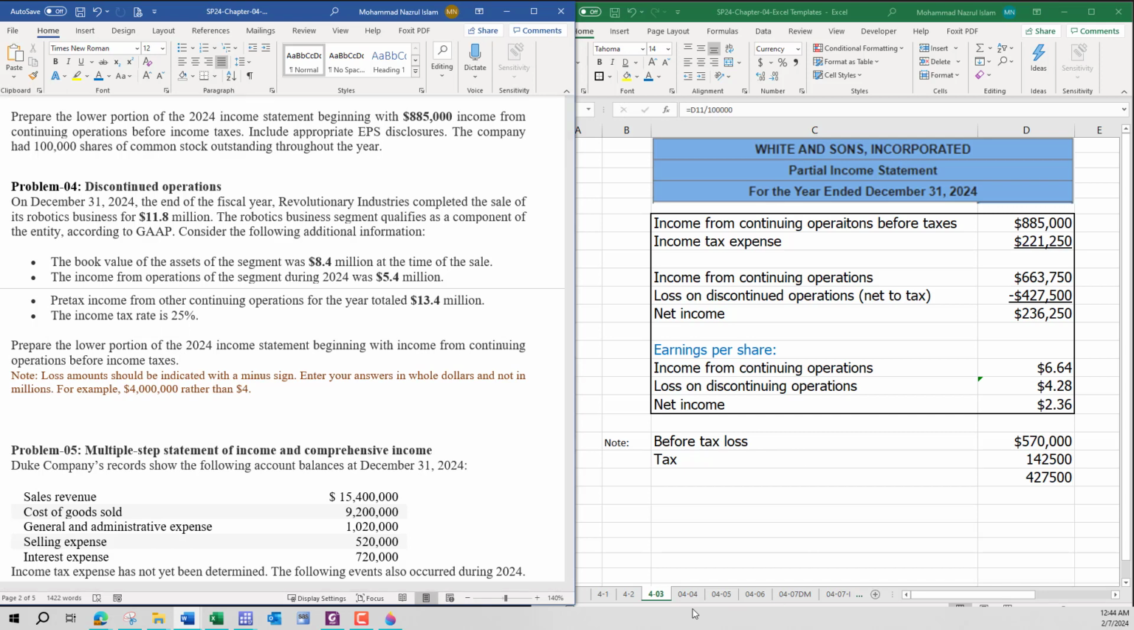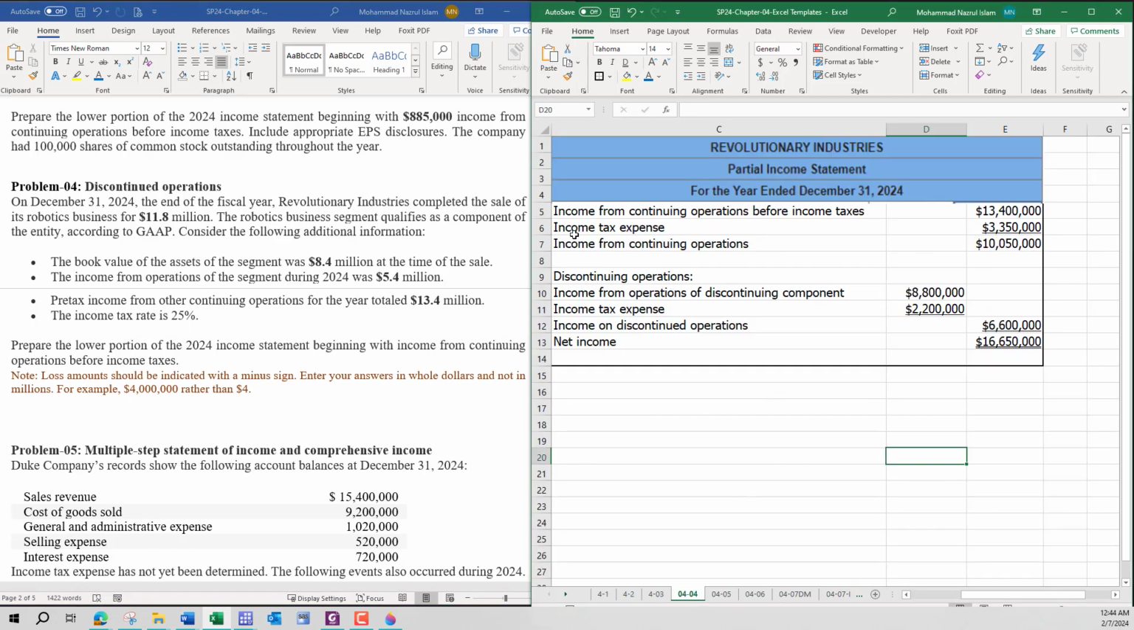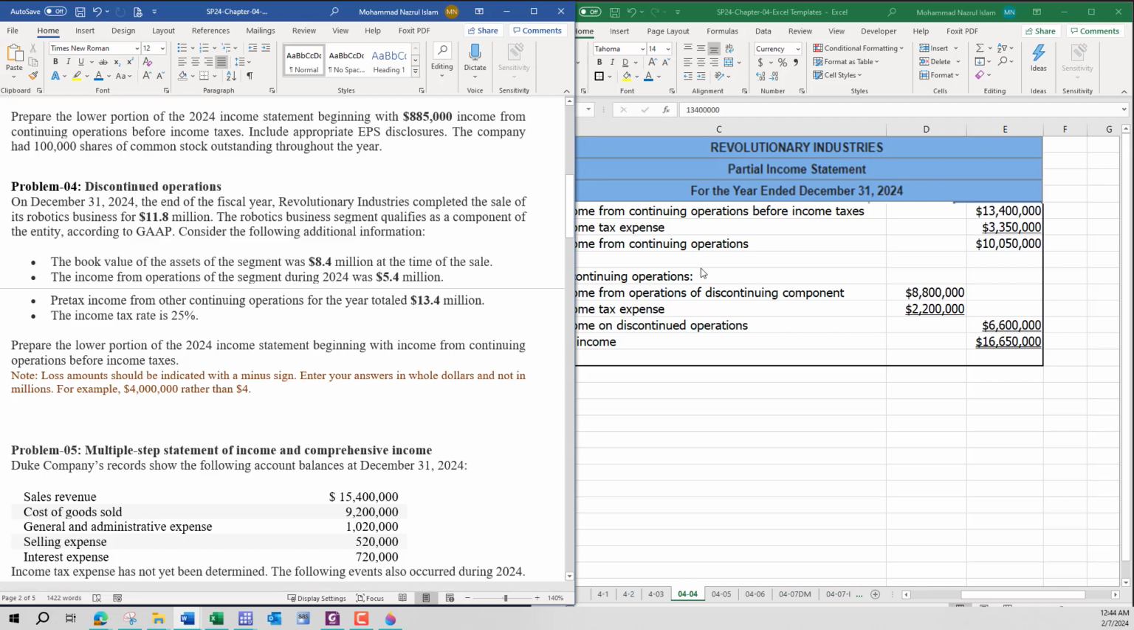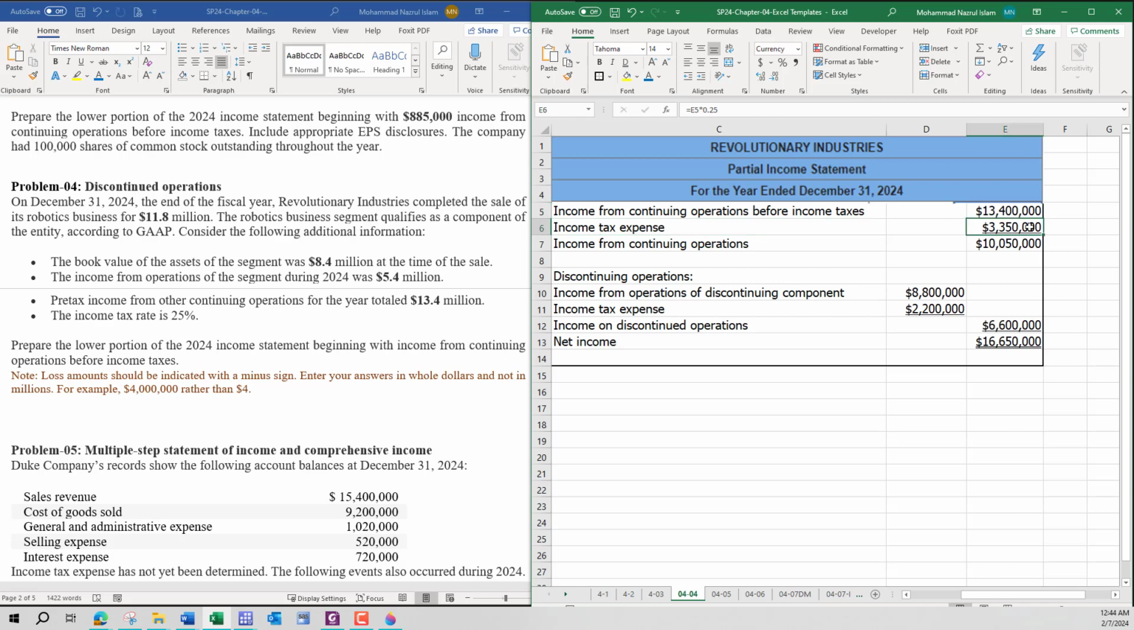Now let's go. We have started with the income from continuing operations before income taxes. So this is our 13.4 million, actually 13,400,000. Income tax expense should be equal to 13.4 million multiplied by 25%. And income from the continuing operation should be equal to this one minus this one, so 10,050,000.